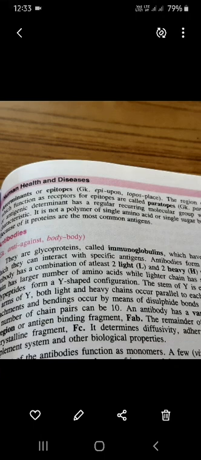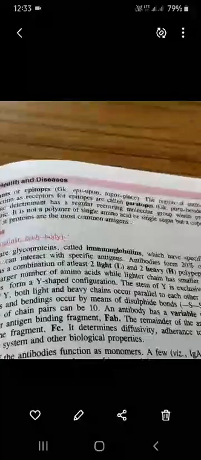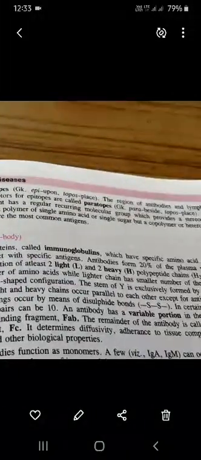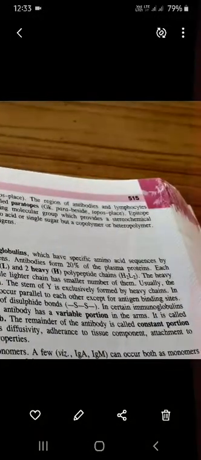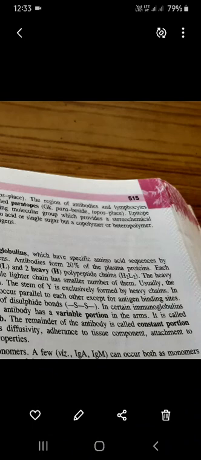An antibody has a variable portion in the arms. It is called the V region or antigen binding fragment, FAB. The remainder of the antibody is called the constant portion or crystalline fragment. It determines the diffusivity, adherence to tissue components, attachment to the complement system, and other biological properties.